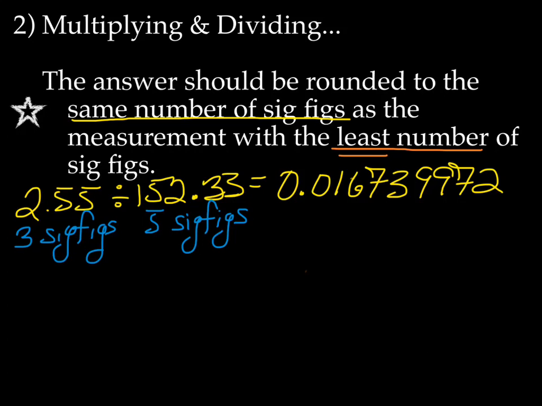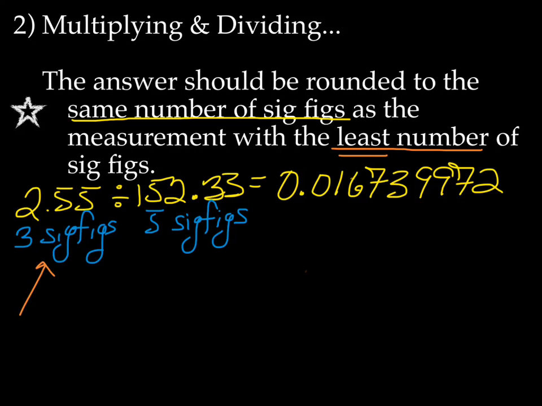All right, so now we need to figure out how many sig figs should be in our answer. Remember that when you're multiplying or dividing, the answer should be rounded to the same number of sig figs as the measurement with the least number of sig figs, which means our answer should have 3 sig figs. All right, let's look at the answer.